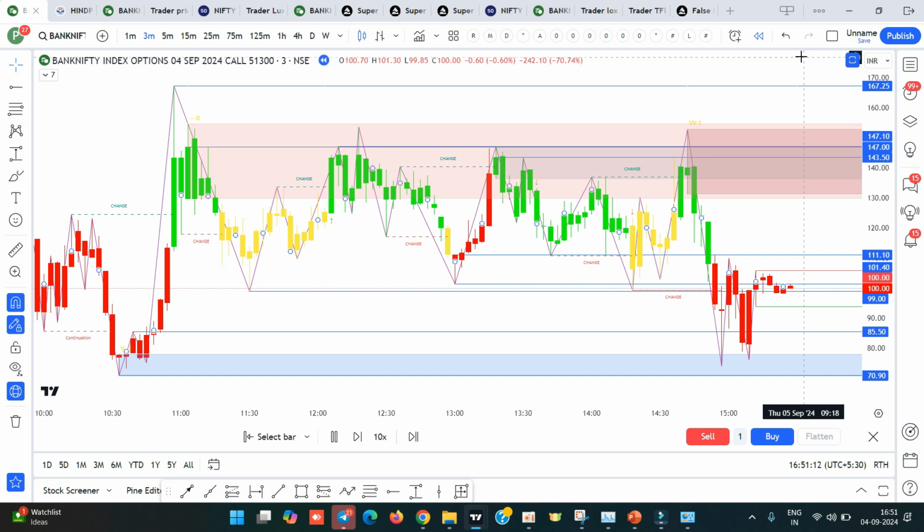So therefore I try to avoid taking targets. I like to follow the trend, and sometimes when there is change in color like this, I book some profits or partial exit is done. After that partial exit, my position is reduced, but my risk is also reduced.